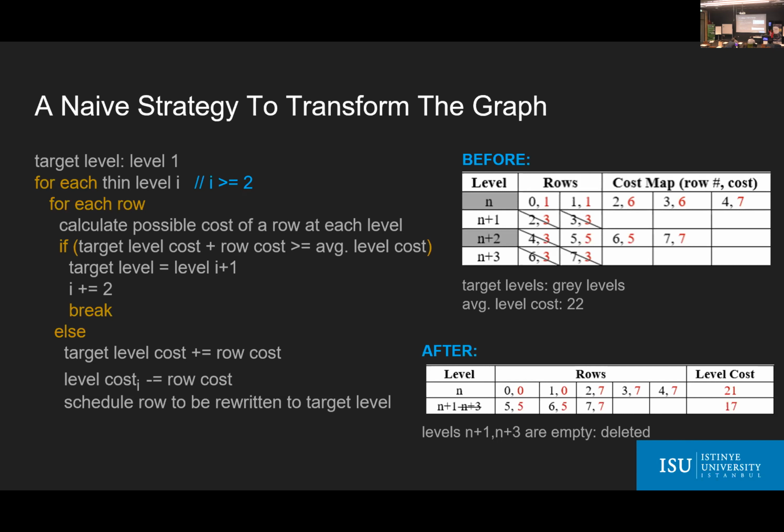The red ones indicate the cost of a row. For example, row 0 has cost 1 and row 1 has cost 1 and so on and so forth. Since the average level cost is 22, when we calculate the possible costs of rows 2, 3, and 4, it makes up 21, which means we need to stop there. And the next target level becomes n+2, since n+1 is now empty. That's how the algorithm works.